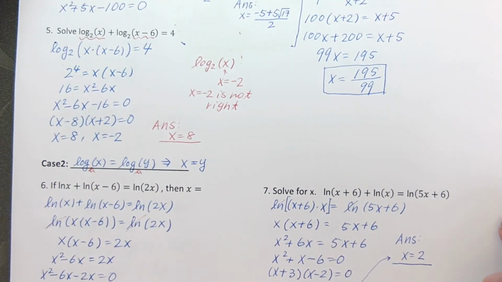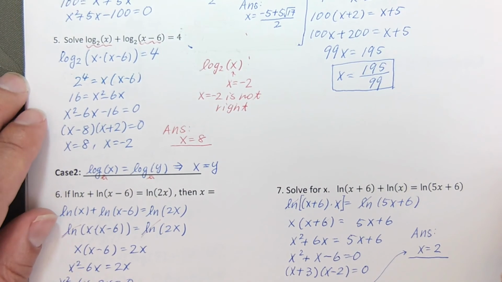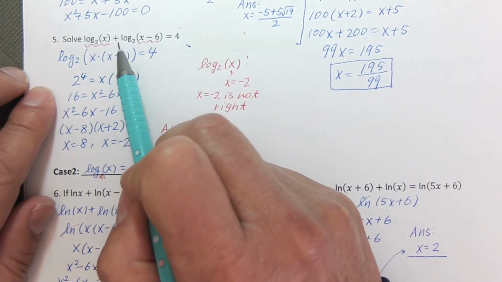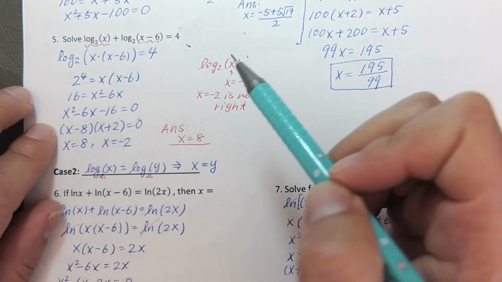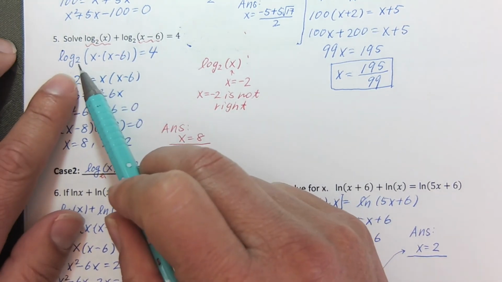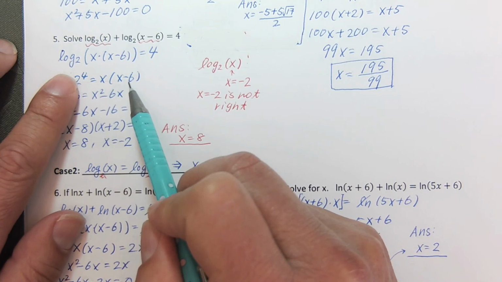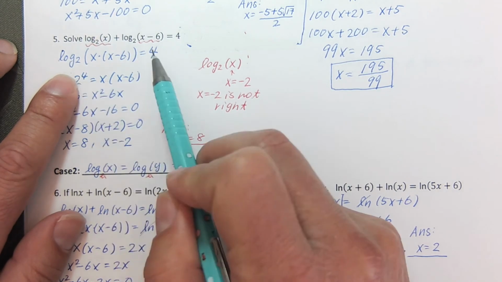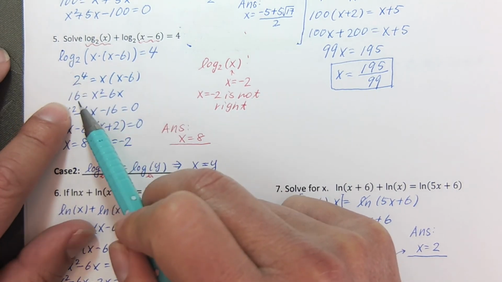For this one, once again we're adding, so it becomes multiply. And we end up with a quadratic again. Now when we convert it, again, it becomes the domain, which is here, equals 2 raised to the 4th power in this case, which is 16.